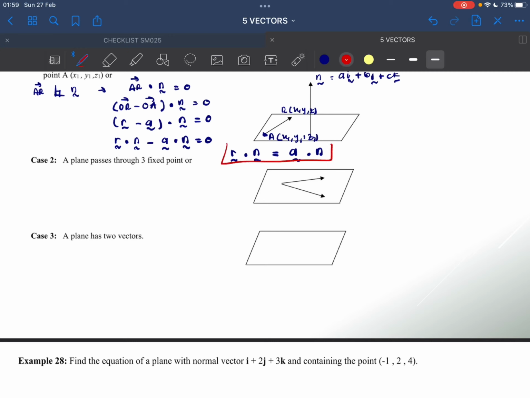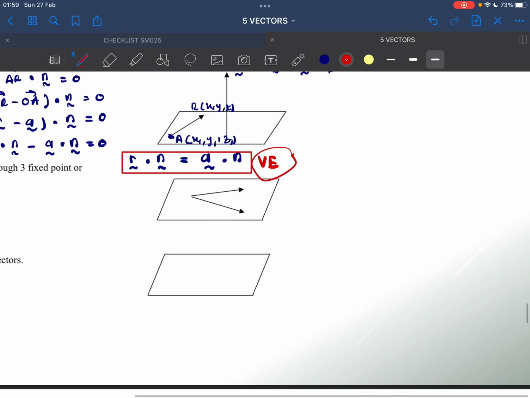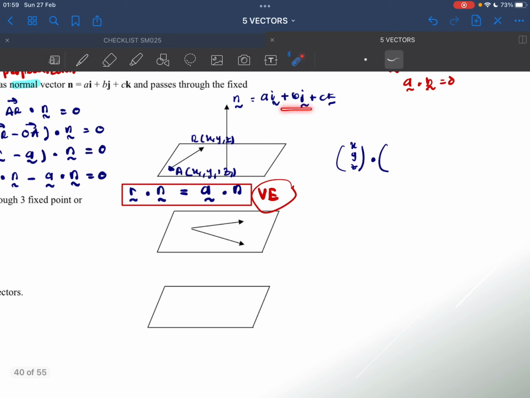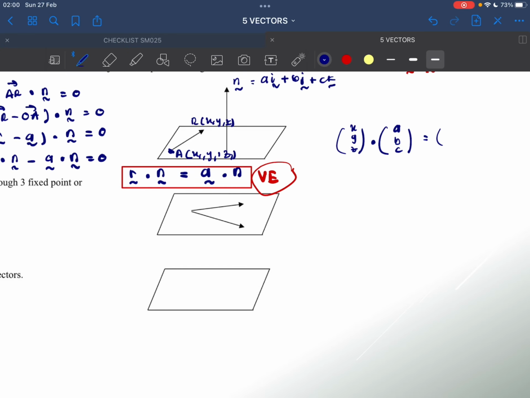as our equation of plane. Okay, so now how to find the Cartesian equation? We have the vector equation here. To find the Cartesian equation, r is just same like line, which is r is actually your x, y, z. I'm going to write it in column matrix form, dot by normal. Normal here we have ai plus bj plus ck, so let's put it as a, b, c, is equals to a. a is at any point, which is x1, y1, z1, dot n. n is the same as a, b, c.